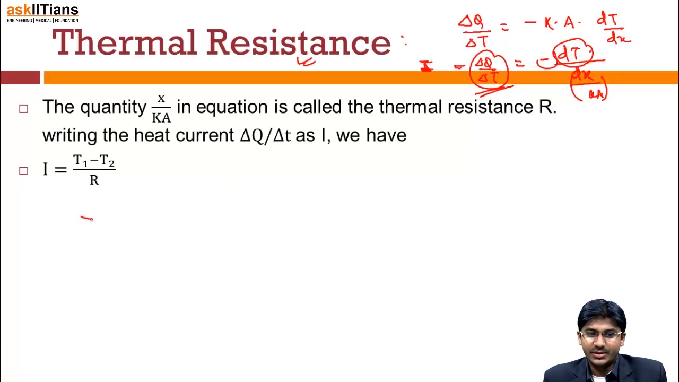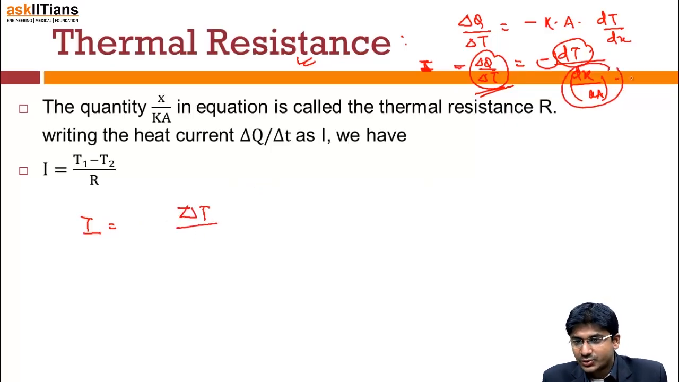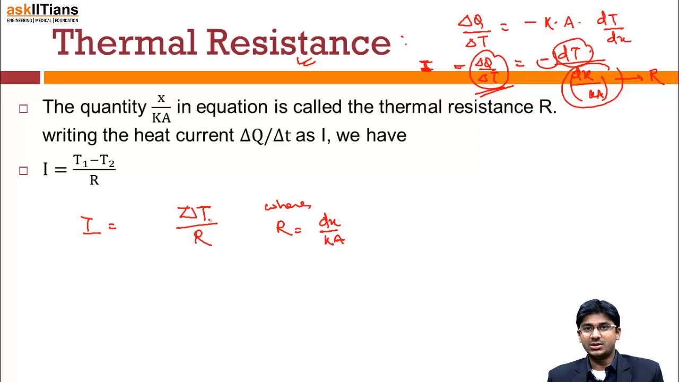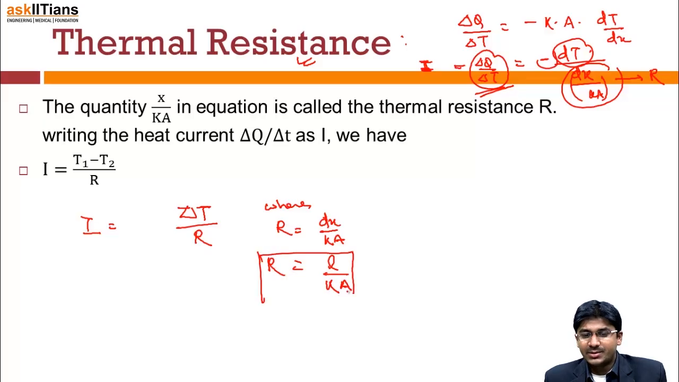So in that case it will become current I is delta T by R, where I denote this whole thing by R, R is dx by KA, where dx is the length in which the temperature is changing by delta T. So if you consider a finite length, maybe smaller, L by KA. This term is L by KA. It has been given the name thermal resistance.